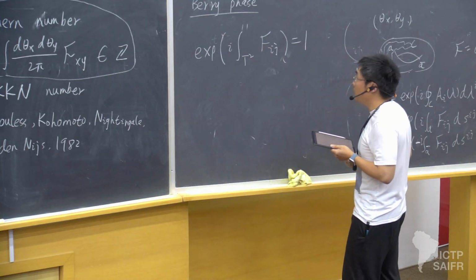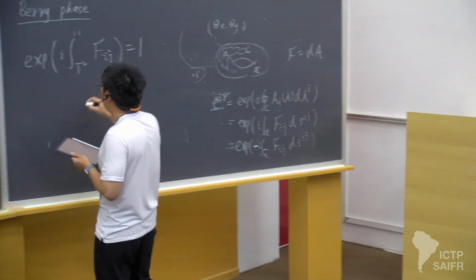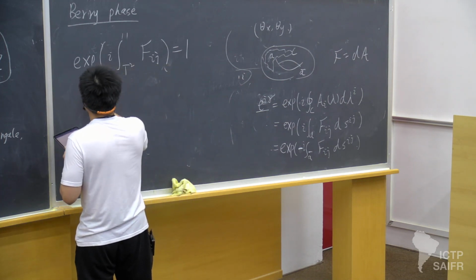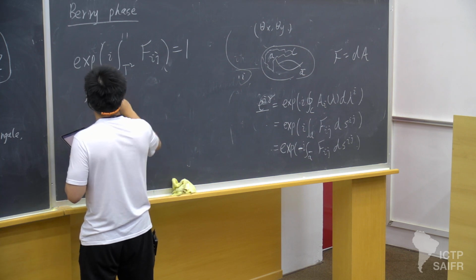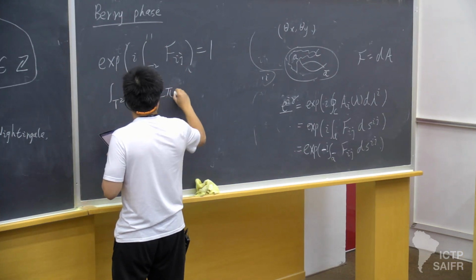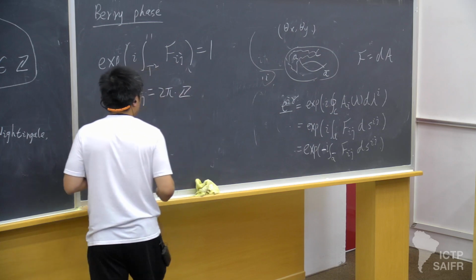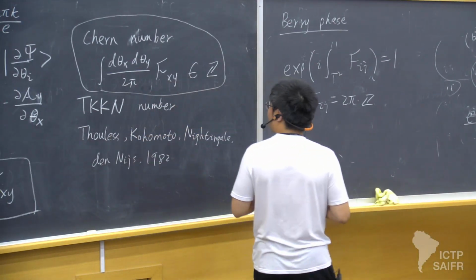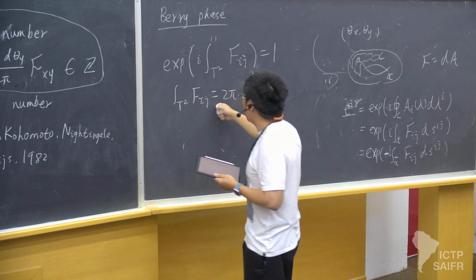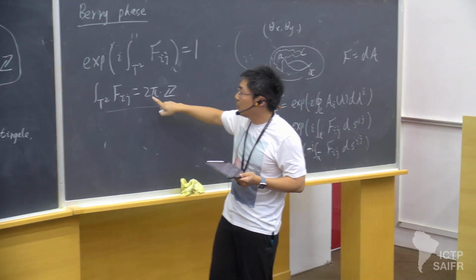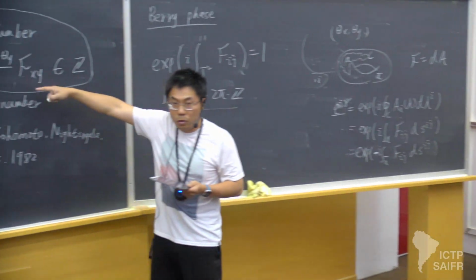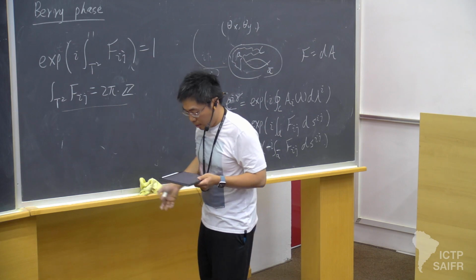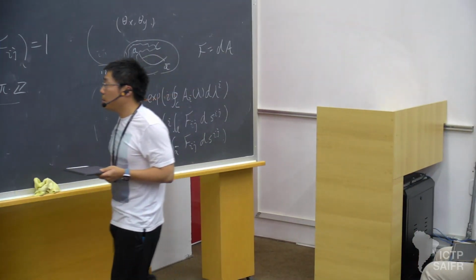So we end up with this. So then we know this integral should be 2 pi times an integer, right? That's how we prove the Chern number is an integer. Yeah, here I may use a slide. Yeah, I think I'm right. So that's how we can prove the Chern number is an integer. The Chern number is defined by the integral over 2 pi, right? That's how we define the integer. So then we derive that the Chern number is an integer.